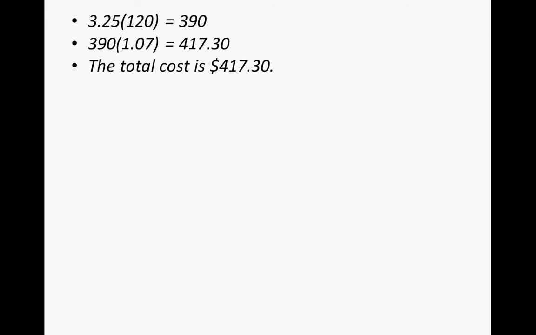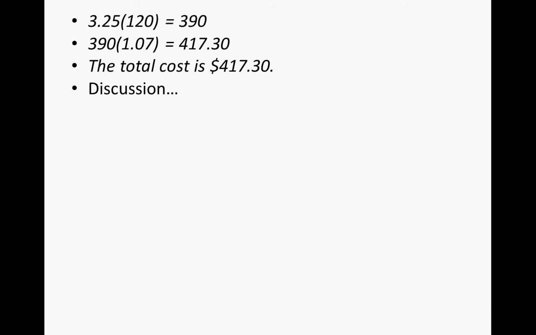Well, $3.25, which is 3 25/100, times 120, which was the total amount of feet, is 390. Well, 390 times 1 7/100, because again we are charging 7% tax. If the original is 390 and then we want 7% more of that, that's why we multiply by 1 7/100. When we do that, we get 417 30/100. So the total cost, if we write this in money, is $417.30.